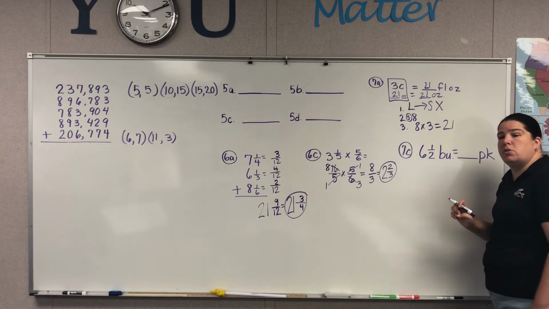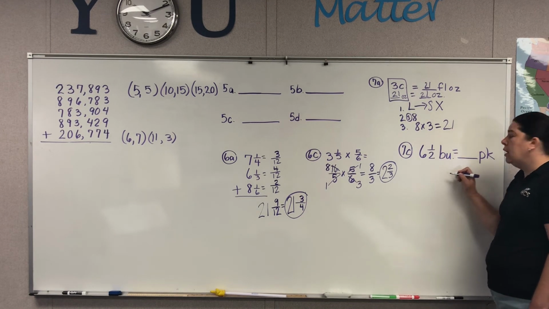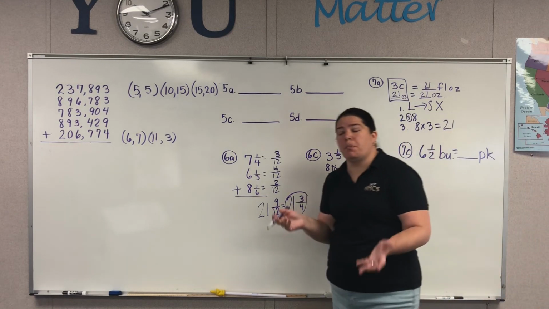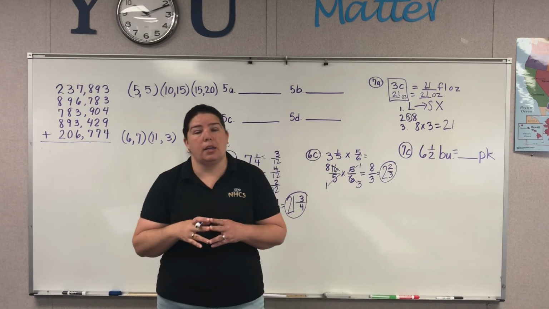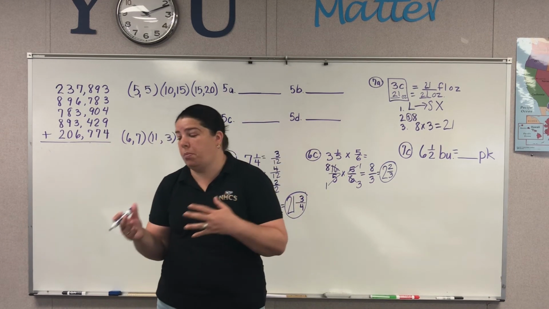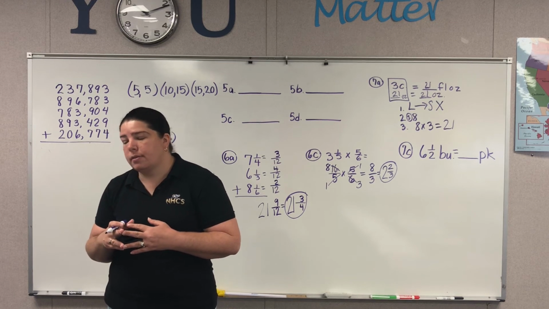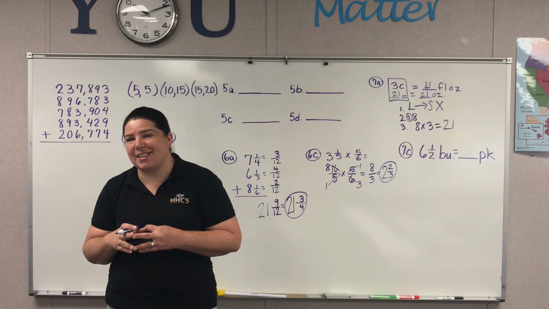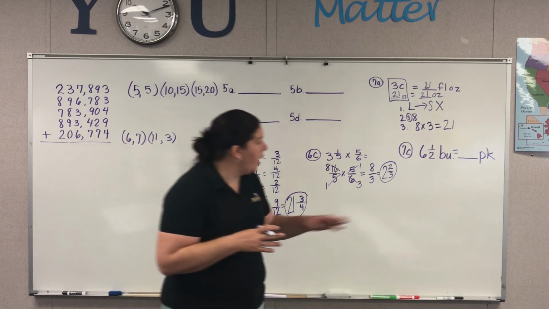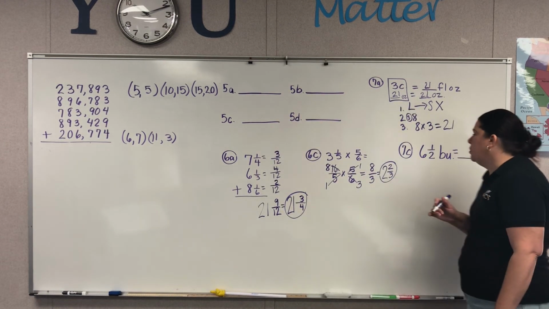Then the last one we're going to do together today is 6.5 bushels equals how many pecks? Oh, boys and girls, we have to remember how many pecks are in a bushel. Which one is larger, bushels or pecks? Do you remember? Let's see. There are 4 pecks in a bushel, right? There are 4 pecks in a bushel.